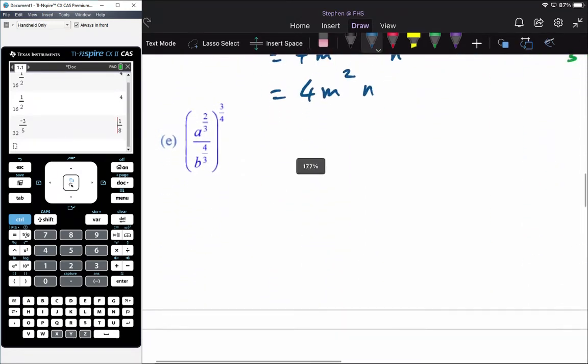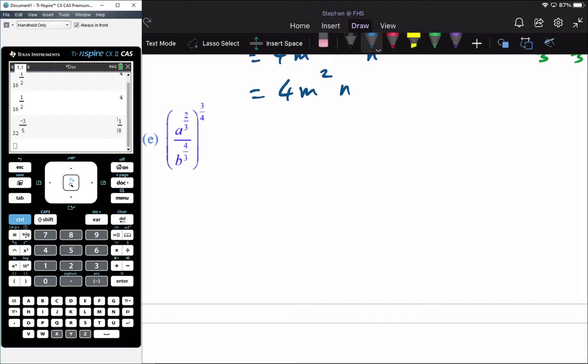Okay, part E. We have a to the power of 2/3 over b to the 4/3, all raised to the power of 3 on 4. So again, this is just one of those types where we have a power inside and a power outside. So this is what happens. Let's draw the fraction line first, and then a to the power of 2/3 multiplied by 3/4. So you just multiply the inside and the outside powers. On the bottom, we have b to the original 4/3 power multiplied by the outside power, which is 3 on 4. All right, let's work these out individually.